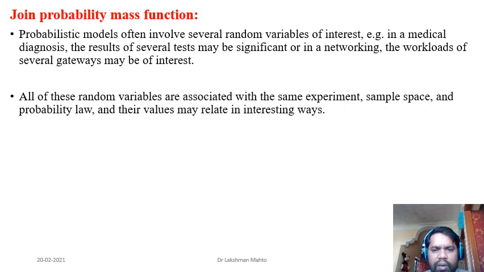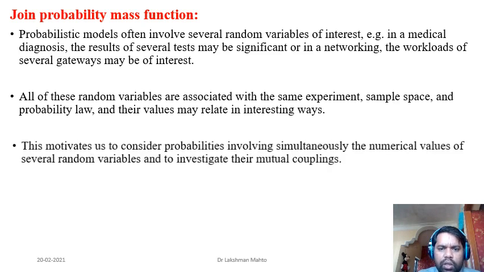All of these random variables are associated with the same experiment, the same sample space and the same probability law, and their values may relate in interesting ways. If you have a collection of random variables associated with the same experiment, then the sample space and the probability law would be the same, so it will definitely happen that the values of those random variables are related to each other. If they are related, what is the meaning of the joint occurrence of those things? All these are motivational.